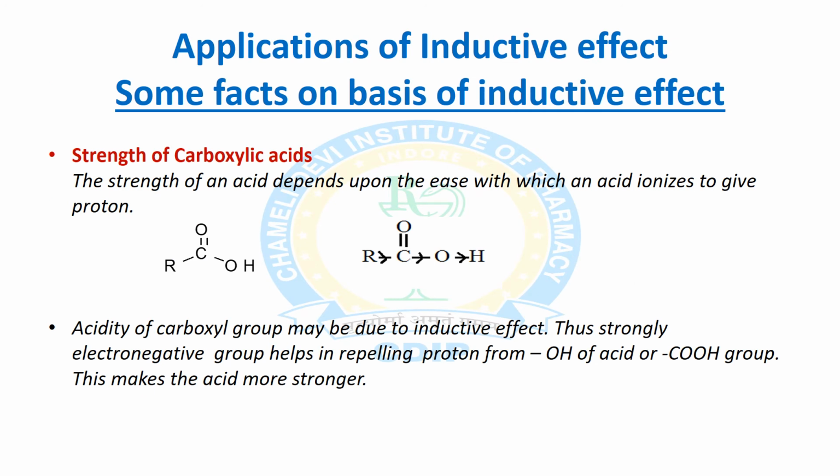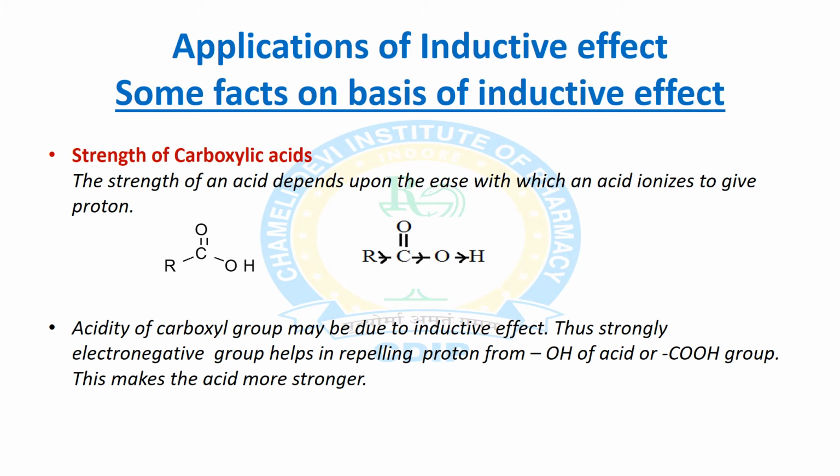Coming to the next, applications of inductive effect and some facts on the basis of inductive effect. Now we talk about the strength of carboxylic acids on the basis of inductive effect. The strength of an acid depends on the ease with which an acid ionizes to give a proton. If it readily gives the proton, the acid is a strong acid. If it does not, then the acid strength would be decreased, that is, it results in weak acidity of the molecule.